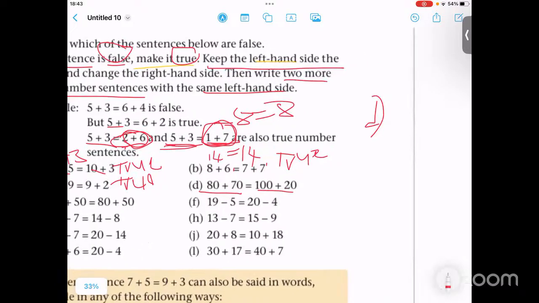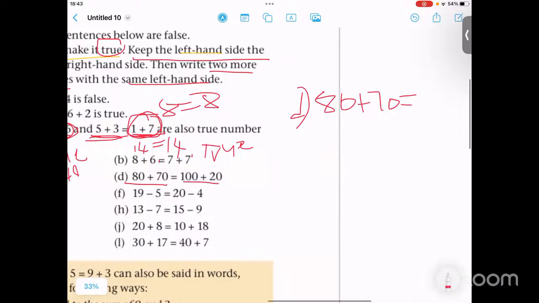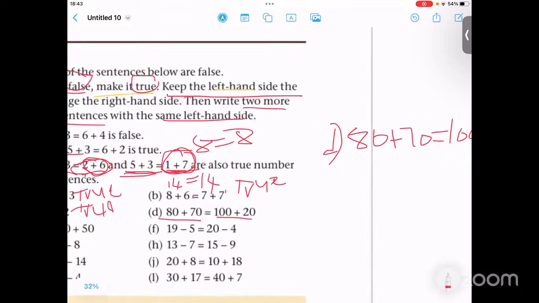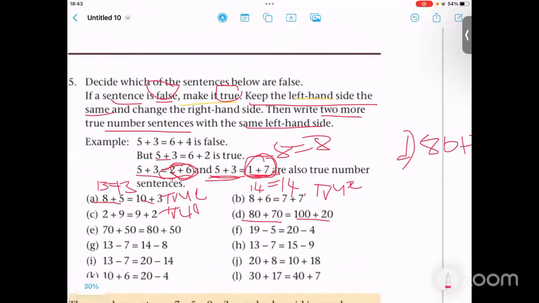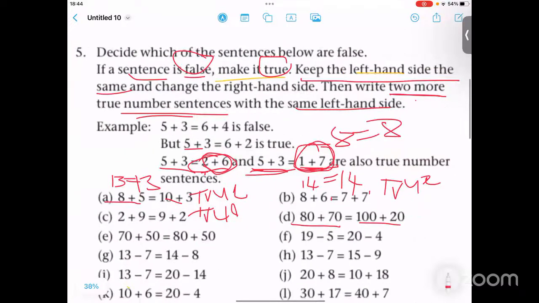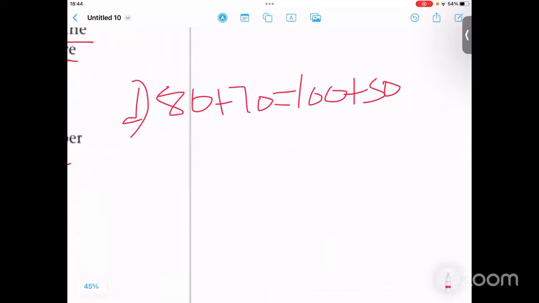So it's going to be 80 plus, remember you must say the whole thing. 80 plus 70 is equals to 100 plus 50. Perfect, perfect. Now they said after you have corrected this statement or the number sentence, write 2 more true number sentences with the same left hand side. Now, how can we write it again? 2 more correct number sentences with the same left side.